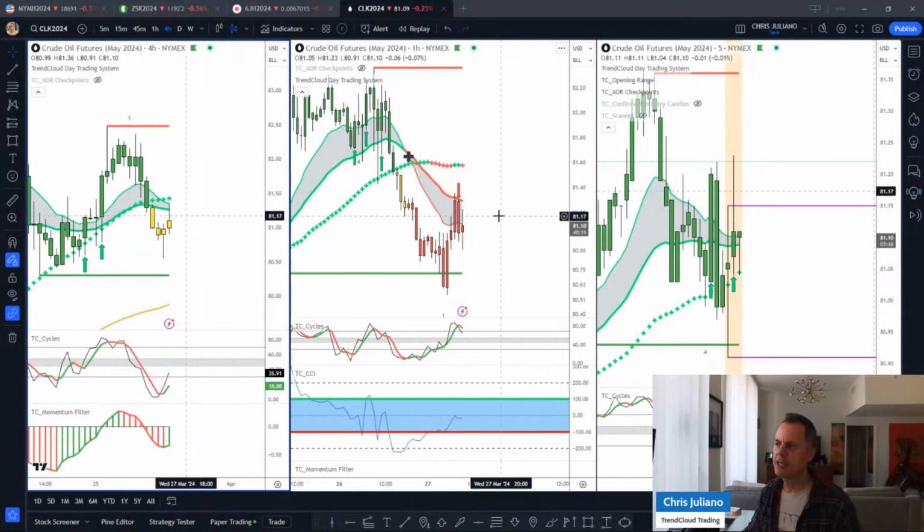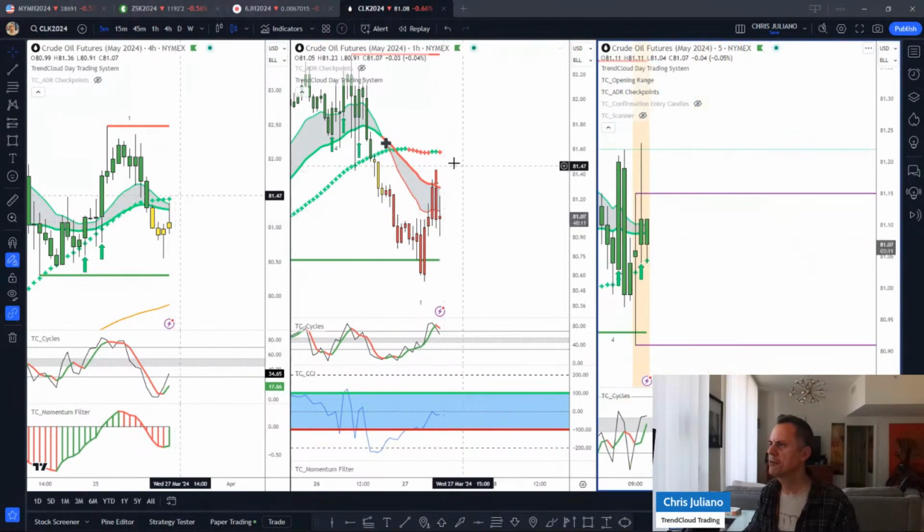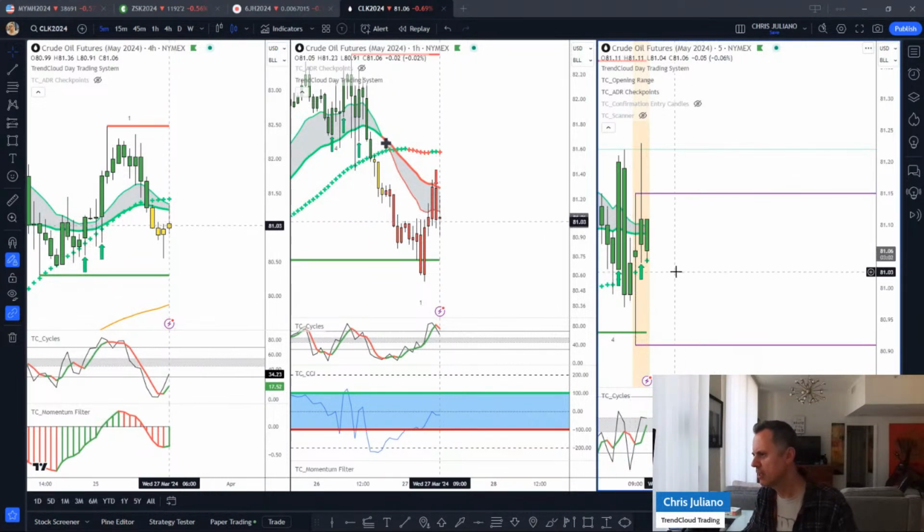So here's the situation on crude oil, right? Definitely pulled back. Here's the opening range. We're getting trend cloud signals, right? Can we take this? Should we take this trade?